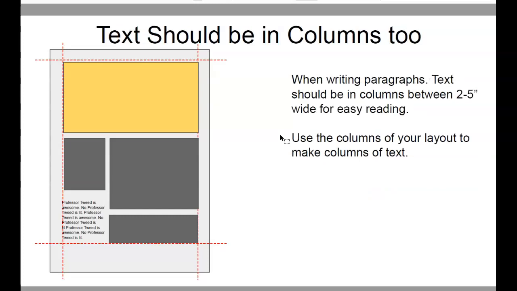Another thing is, just like the rest of your drawings, your text should also be in columns. So I just took this image from the earlier slide and threw in some silly text right down there, and I put it into the column organization. Generally speaking, if you're writing a bunch of text, like a paragraph, it should be in a column. If it's a title, maybe it's slightly off for a reason or whatever the case might be. But for paragraph text, it should be in a column, and think about between 2 and 5 inches wide for the best reading.